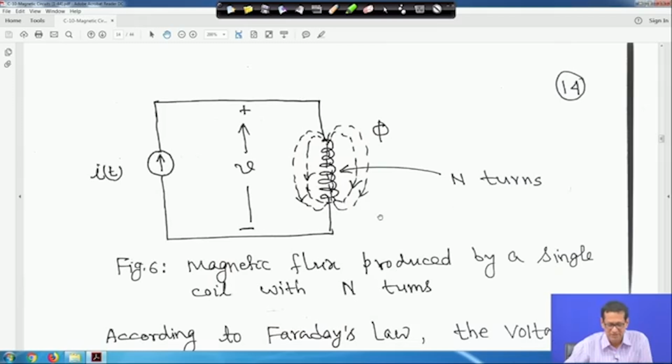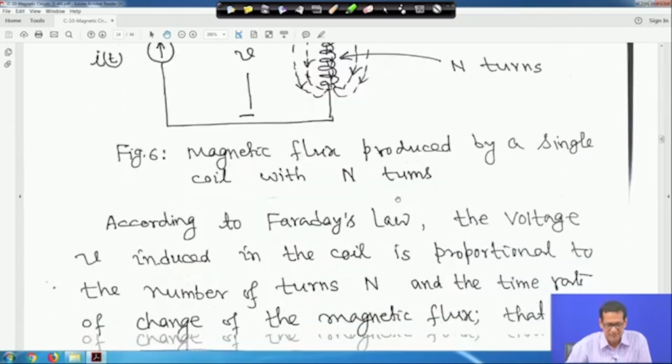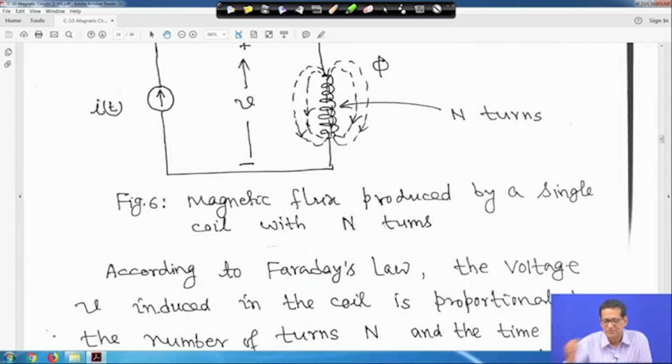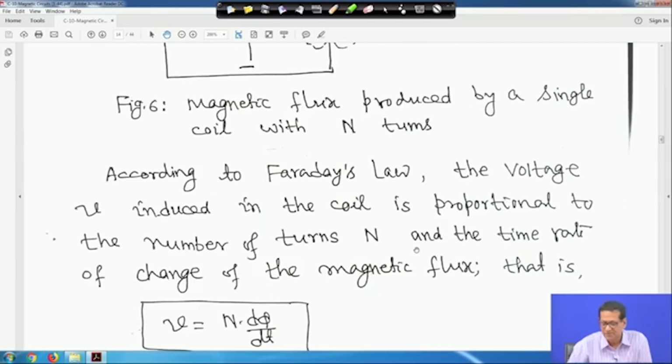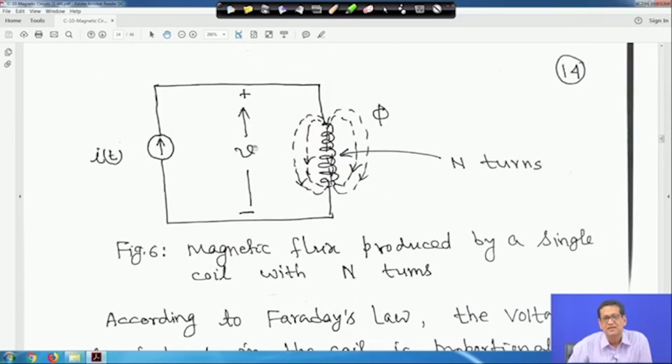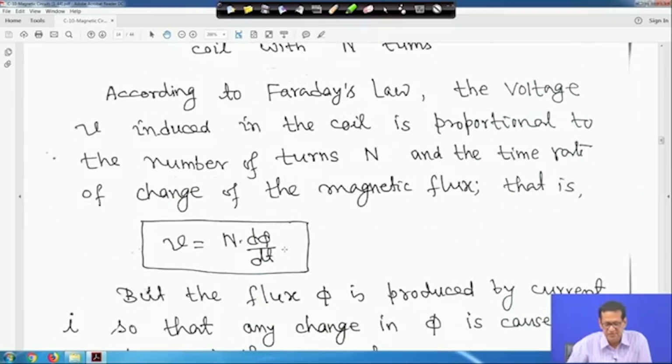So, the magnetic flux produced by a single coil with n turns. In this case also, this is the direction of the flux, and this is your n turn. According to Faraday's law, the voltage V induced in the coil is proportional to the number of turns n and the time rate of change of the magnitude of the flux. That is, V is equal to n into d phi by dt.